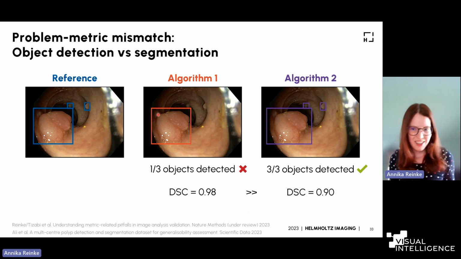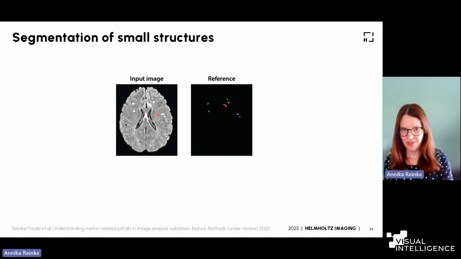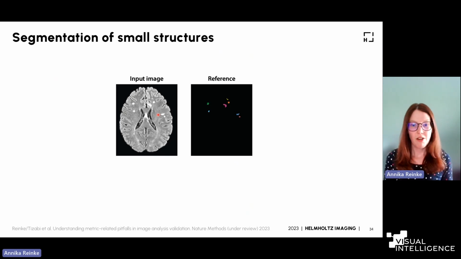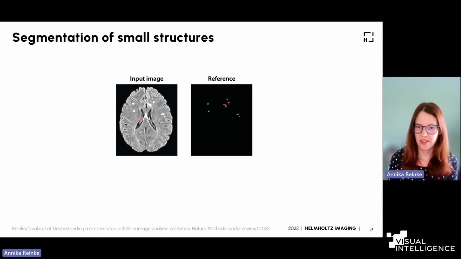And of course, in clinical practice, it would be really a disaster to use an algorithm like this and miss all of the small polyps. One last example: segmentation of small structures often occurs in practice. Here I have the examples of brain lesions, and you see they're very tiny, right?